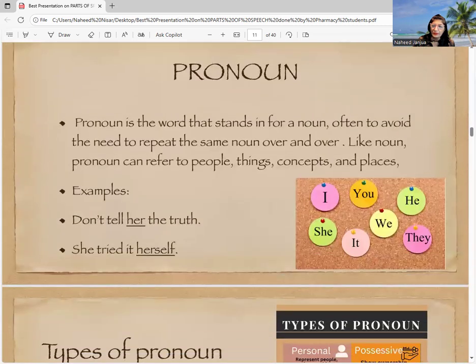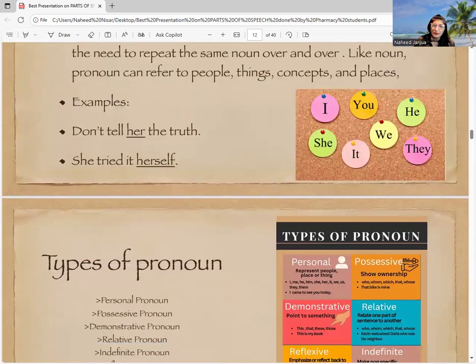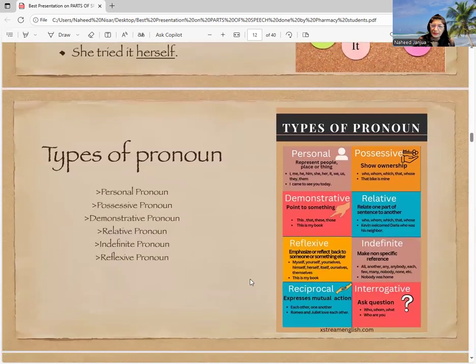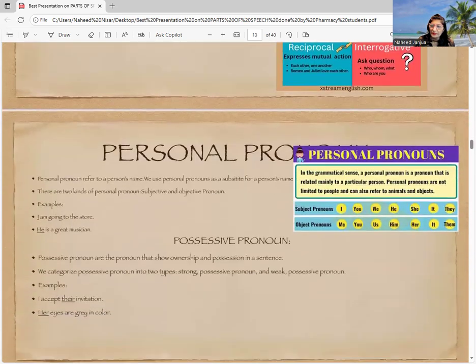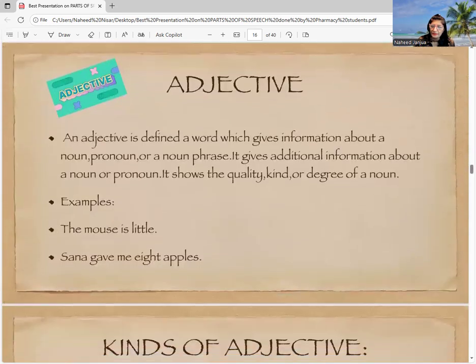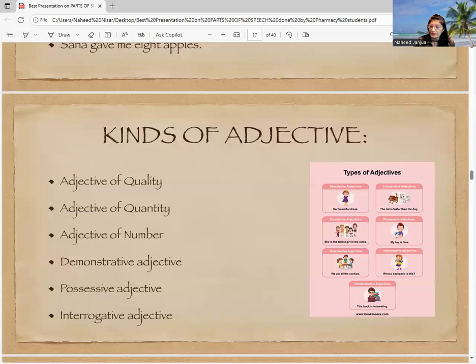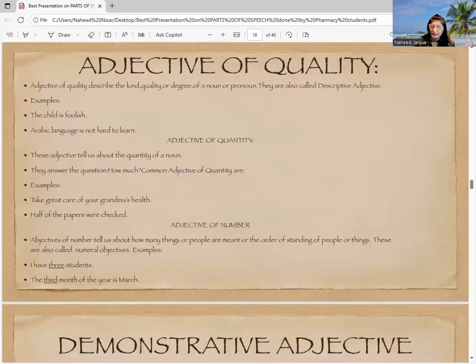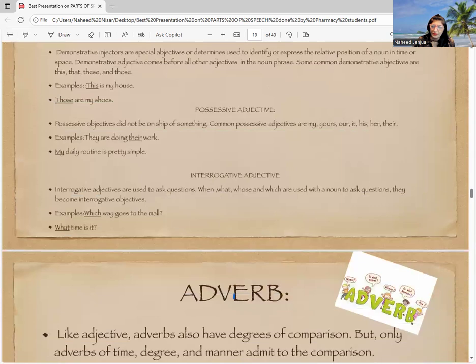Then comes the pronoun, and again with certain examples, there are the types also. You see that under the types of pronouns are personal pronouns, possessive pronouns, demonstrative pronouns, relative pronouns, reflexive pronouns, indefinite pronouns, reciprocal pronouns, and interrogative pronouns. Then again, there are the relevant examples also. See the work the students have done. It's very beautiful work with certain images, examples, and good presentation.